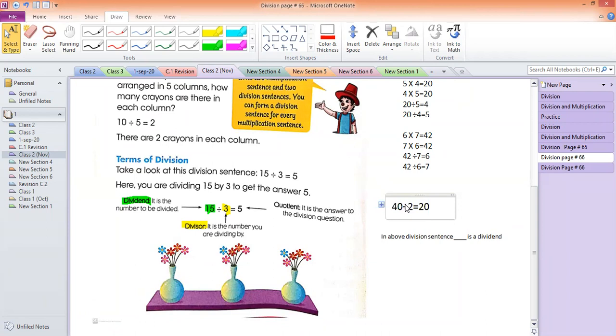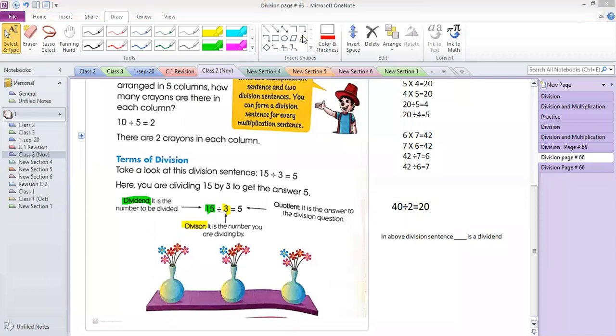40. Why 40? Because dividend is the number which I did answer, the 40. Okay. Guys, I again repeat, dividend is the number which has to be divided. So 15 here was to be divided, so 15 was the dividend. But here 40 has to be divided. That's why 40 is the dividend.